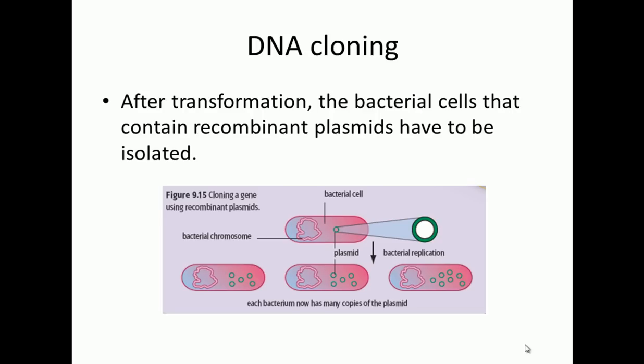Then, because the plasmid replicates separately from the bacterial chromosome, that's actually undergoing gene cloning or DNA cloning, because that particular plasmid is replicating constantly, and we're going to have a large amount of that particular gene of interest.